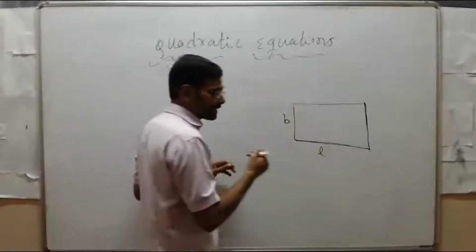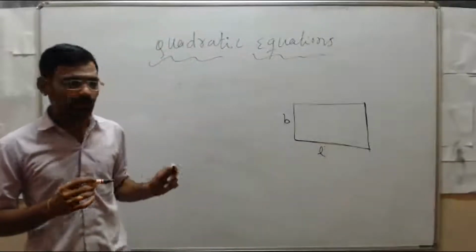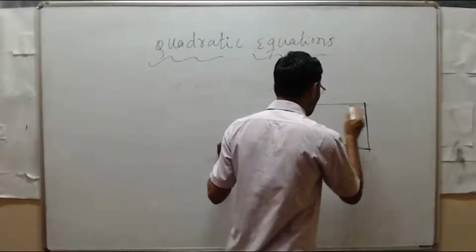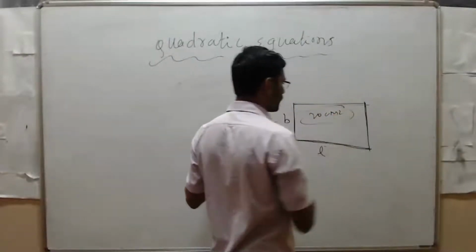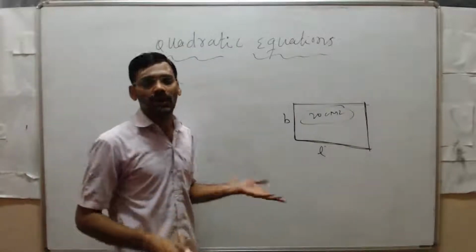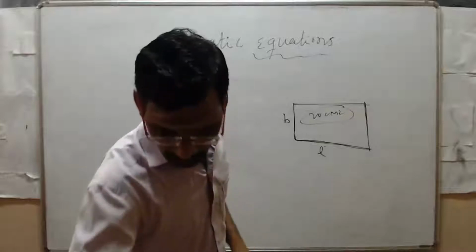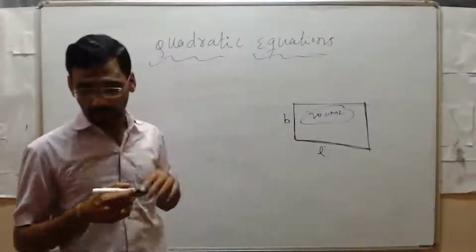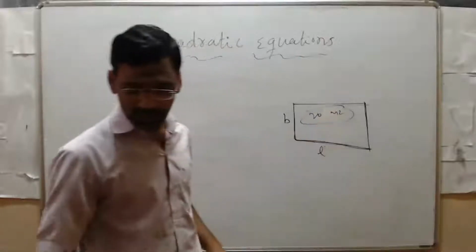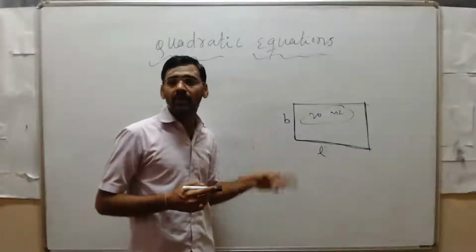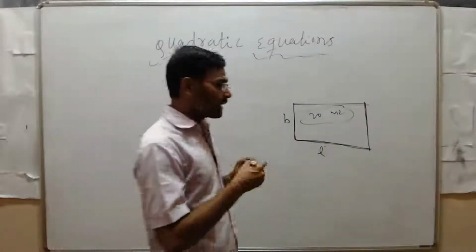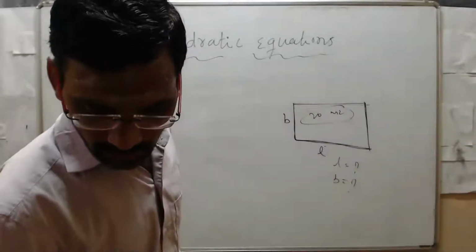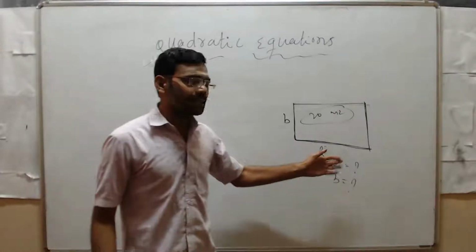Now here the length is 1 meter more than the breadth, and the area of the classroom is 20 meter square. Questions like this: the area of the classroom is 20 meter square, and the length is 1 meter more than the breadth. Find the value of length and breadth.